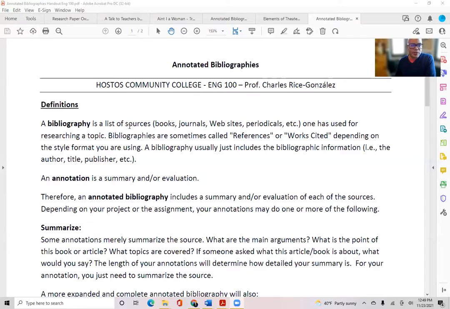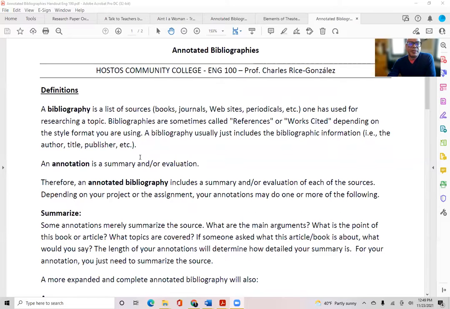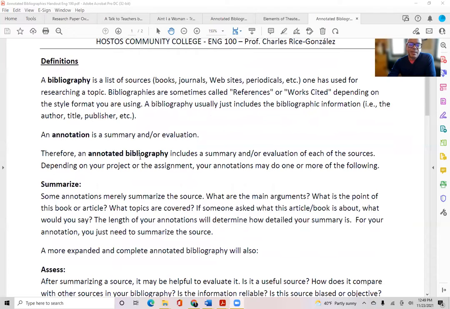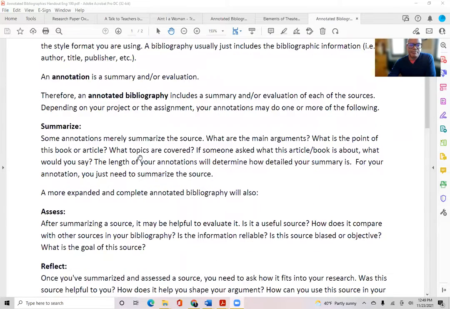So they would include things like the author's name, the title of the article, the journal, magazine, or newspaper it comes from. It would include information on date and publication, etc. So there's an order to all of that. That's what an annotated bibliography is: a listing of sources, and then each source will have a paragraph.